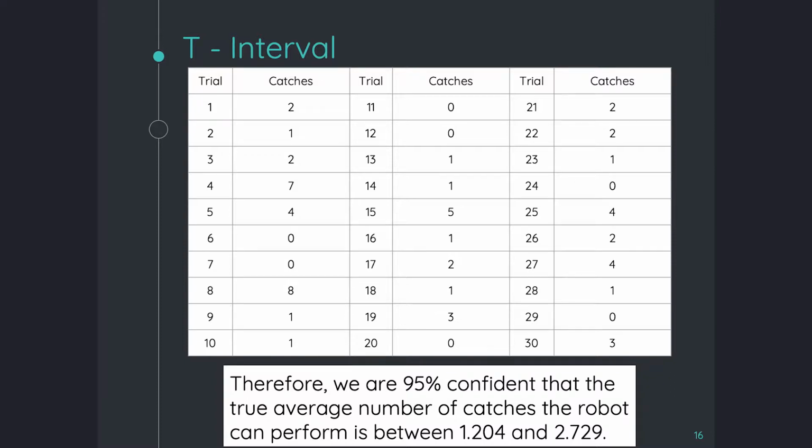Using a T interval, we can determine that the true population average for the number of catches the robot can perform before failing is between 1.2 catches and 2.7 catches, which is, of course, low. We would prefer it to make more than 2 catches on average.